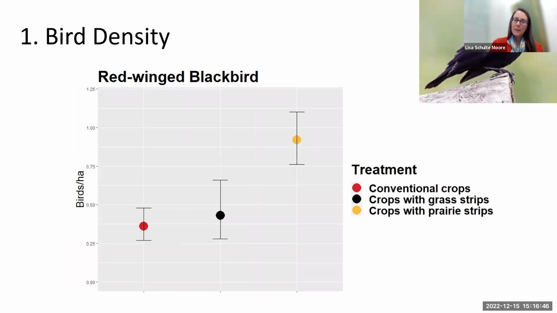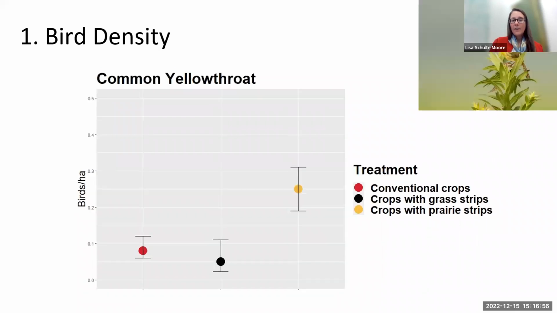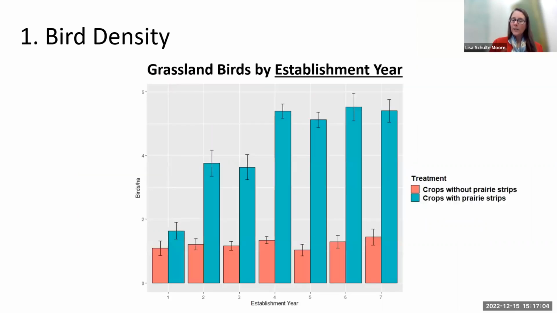In terms of those 3 species that are most commonly found on farms, we again see higher densities of red-winged blackbirds, higher densities of dickcissels, and higher densities of common yellowthroats, again on the fields that have the prairie strips. We also found a clear trend across time associated with the establishment of prairie strips. This result mimics what we also found in the Strips 1 experiment, where even in that initial year of establishment, we're seeing more birds using the farm fields with prairie strips.